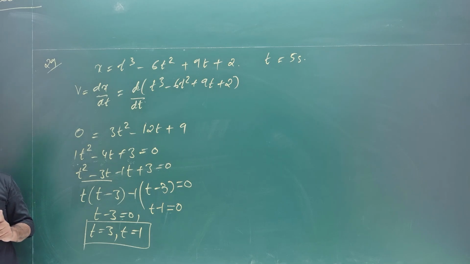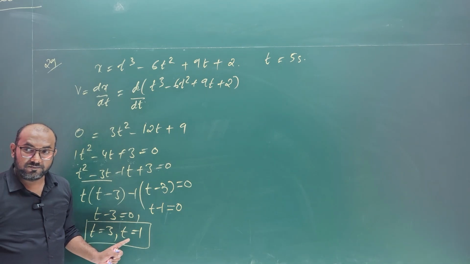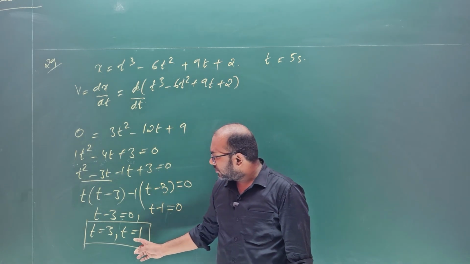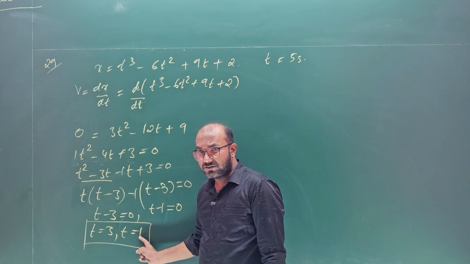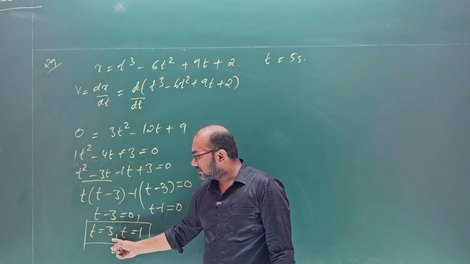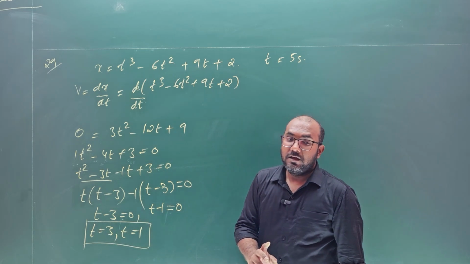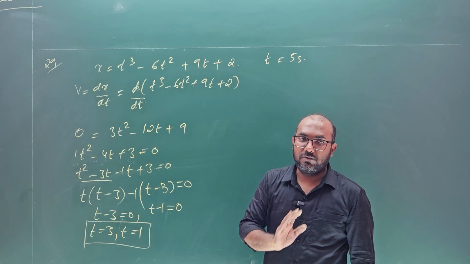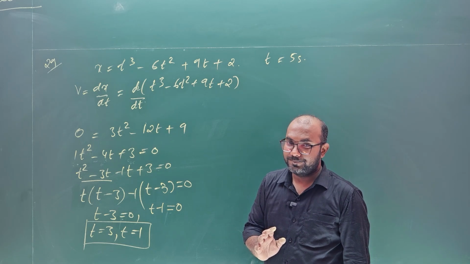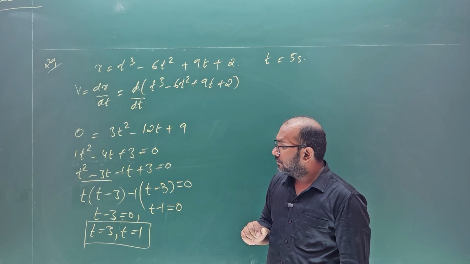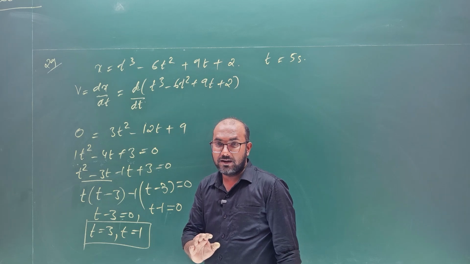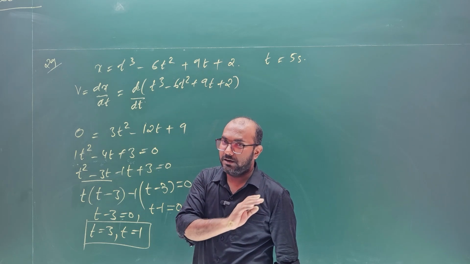If both the times are positive, two options we are having now. Either the object is getting velocity 0 at t is equals to 1, or velocity 0 at t is equals to 3 seconds. Both are positive, so take both. Then if one is positive and one is negative, always neglect negative values. Reason: time cannot be negative.